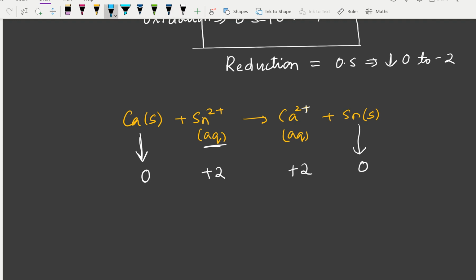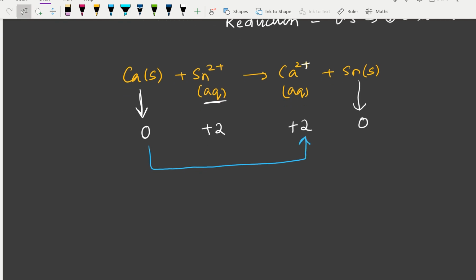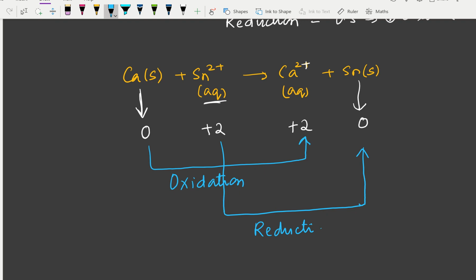Now in this case, if I compare this equation for oxidation and reduction, I can see clearly that calcium has increased its oxidation number from 0 to +2. So there's an increase in the oxidation state, and this is an example of oxidation. Similarly, Sn2+ going to Sn, from +2 it has gone to 0. So the oxidation number has decreased. So this is an example of reduction. So this is a redox reaction, where oxidation and reduction are as shown on the screen.